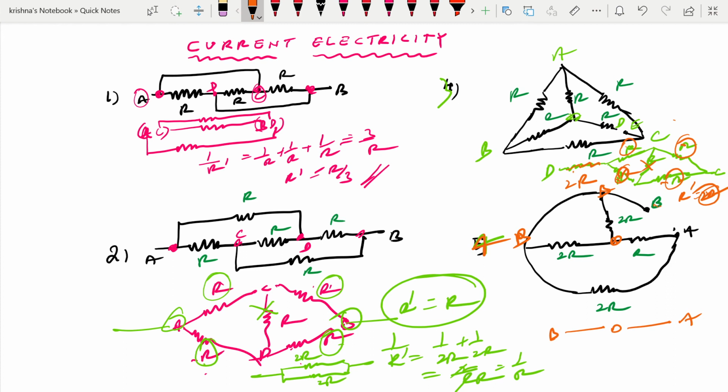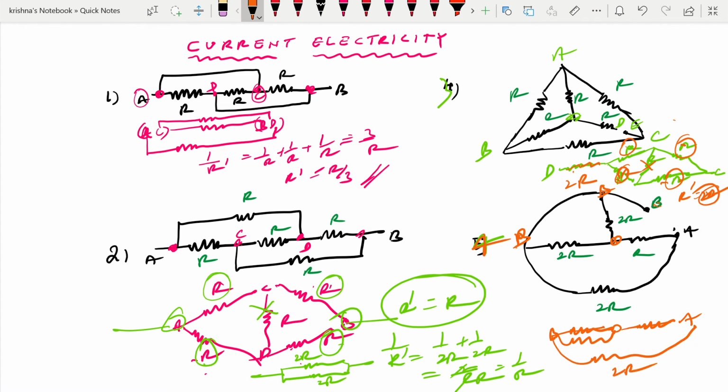Between B and O one resistance is there, and between B and O one more resistance is there, so two resistors between B and O. Because this point is a common potential point, I am writing it at one point. Between these two, there is no resistance, meaning common potential. In between O and A one resistance is there, and in between B and A directly one more resistance is there.